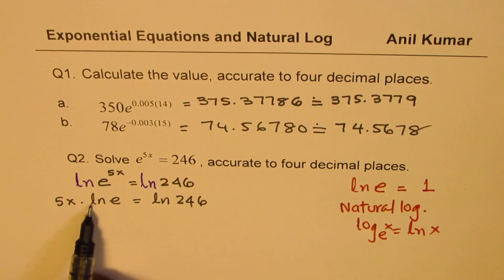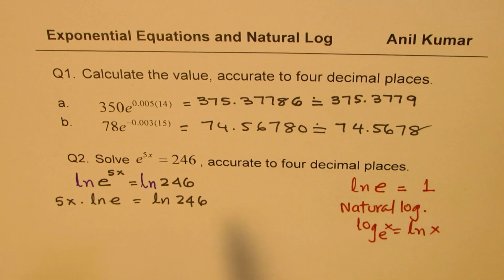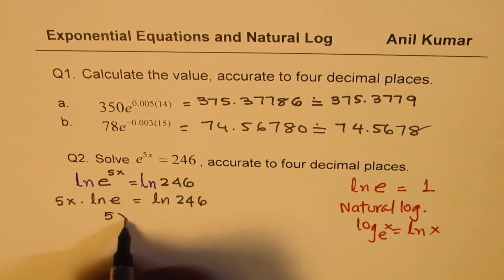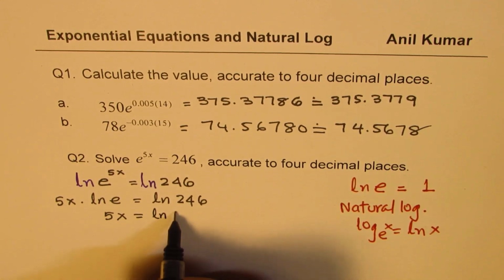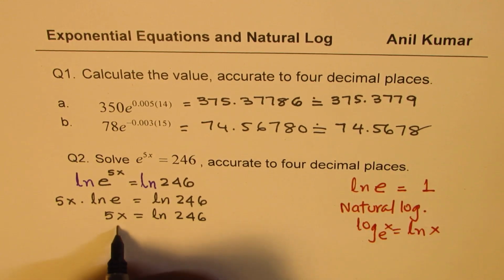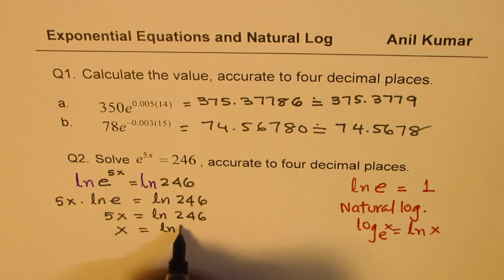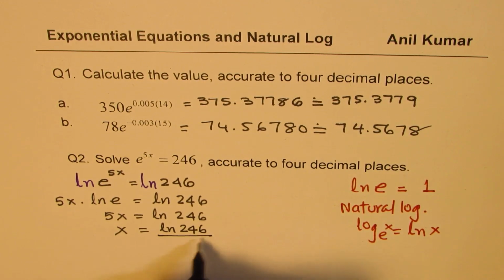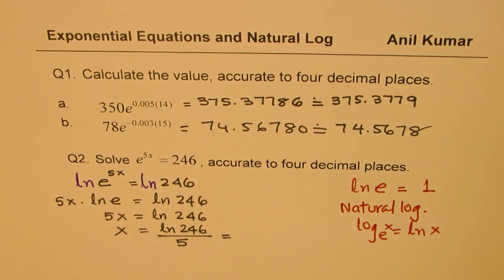Correct? Now ln e, as I've shared with you earlier, is just 1. So basically we get 5x is equal to ln 246. Is that clear to you? Correct? And so I can find x as ln 246 divided by 5. So that is the result.